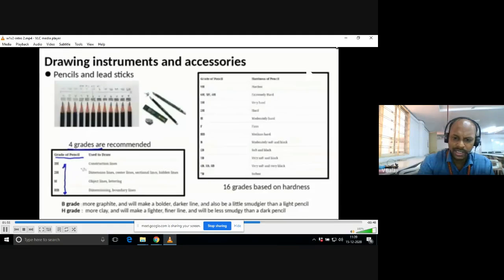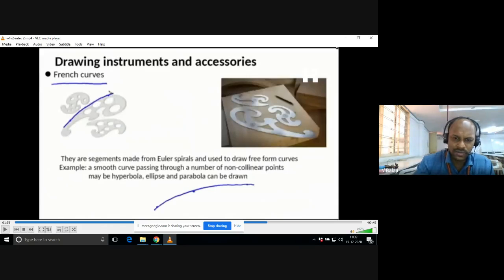And what else we discussed previously? French curves, of course, it is not required. Generally we use freehand while drawing engineering curves like ellipse, parabola, and all. At the time, we need these French curves. However, we don't use them. We use freehand to join those curves.